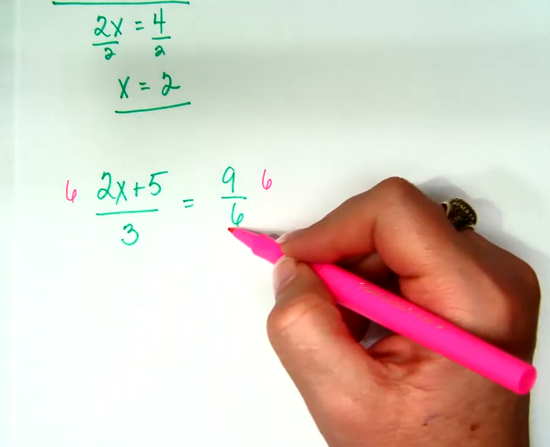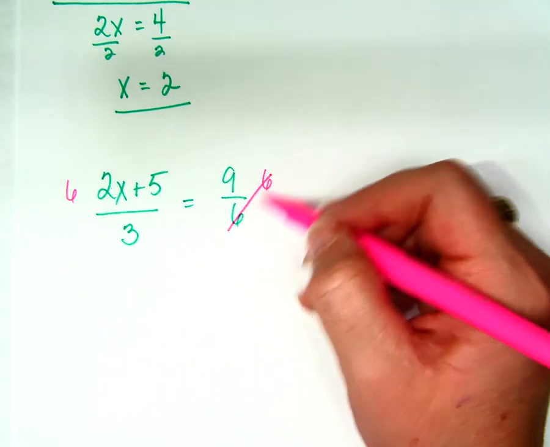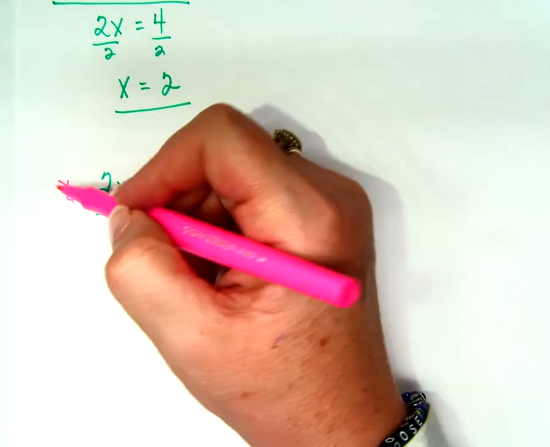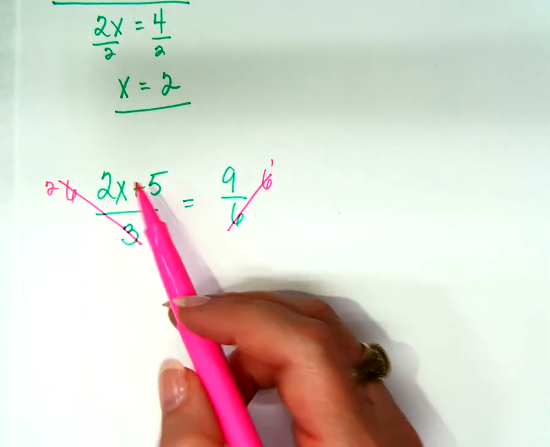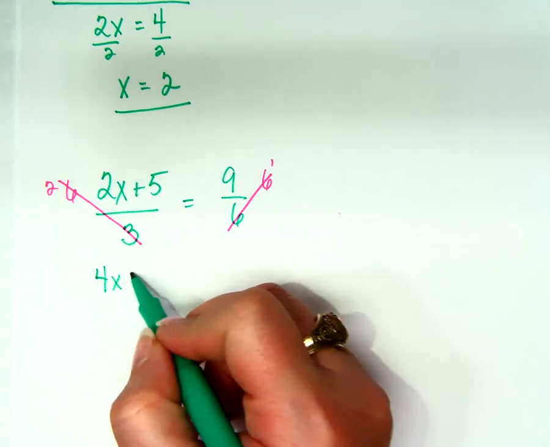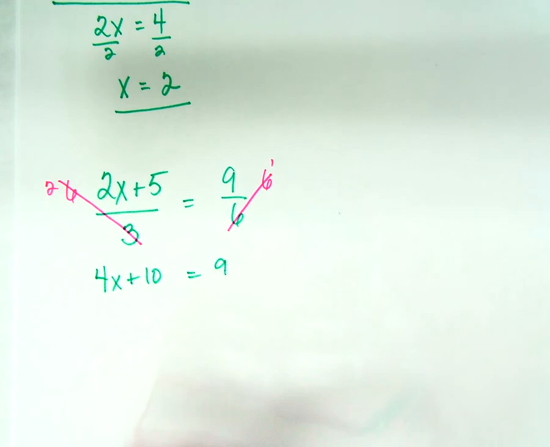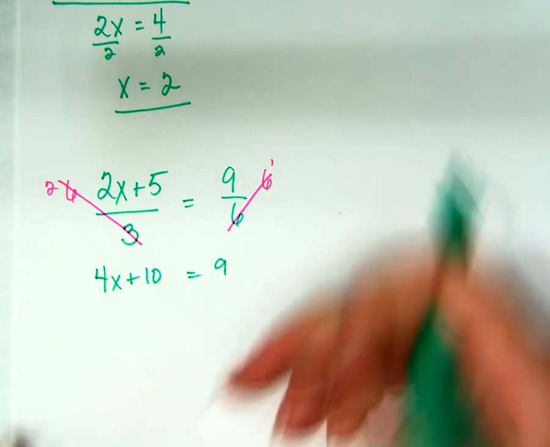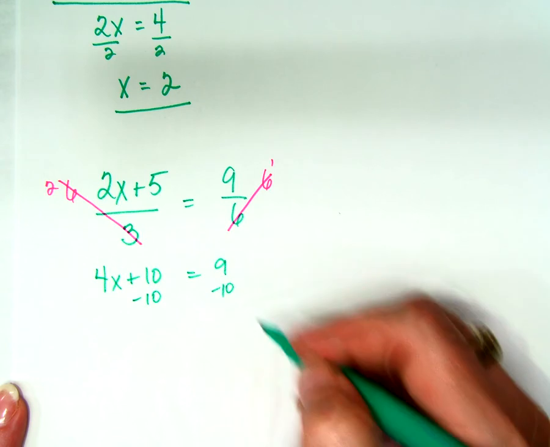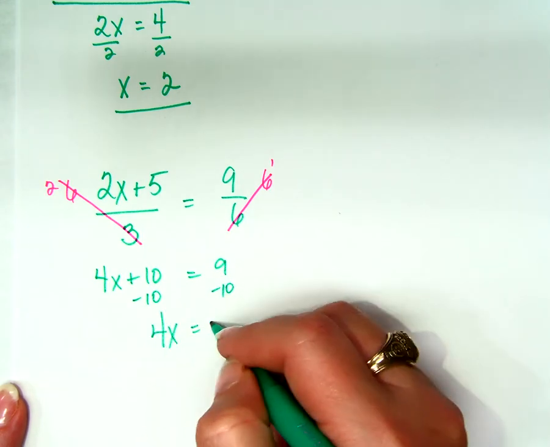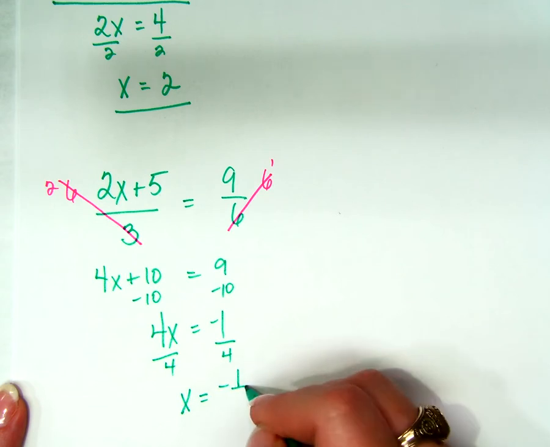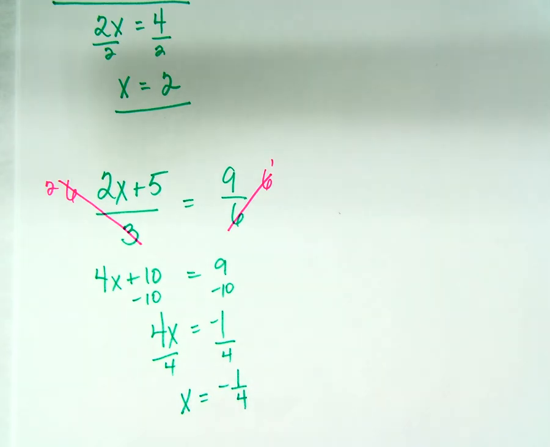When I simplify this, that's just 1, right? 6 over 6 simplifies to 1. What happens over here? 2. So everything on the left-hand side, I need to multiply by 2. So I would get 4x plus 10 equals 9. Well, now that's just exactly like the problem we did up here, just solving one variable equations, subtracting 10 from both sides. 4x equals negative 1, so dividing both sides by 4 gives me an answer of x equals negative 1/4. And again, we can plug that in.